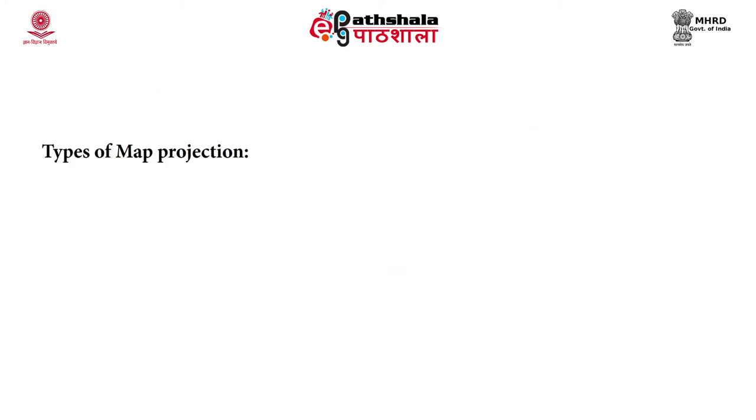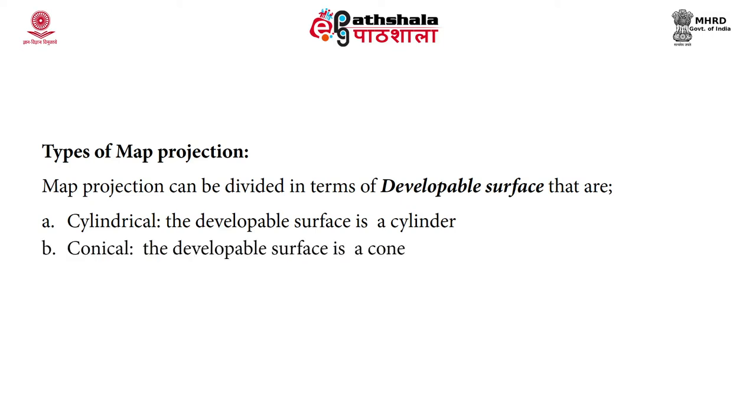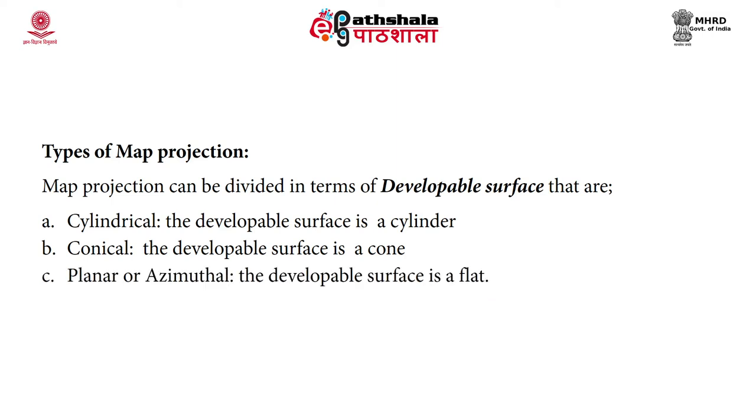Now let us look into the types of map projection. Map projections can be divided in terms of developable surface: cylindrical, that is, the developable surface is a cylinder. Number two is conical, that is, the developable surface is a cone. And planar or azimuthal, where the developable surface is flat. As you can see from the diagram, we have three diagrams. One is cylindrical, second is conical, and third is azimuthal.